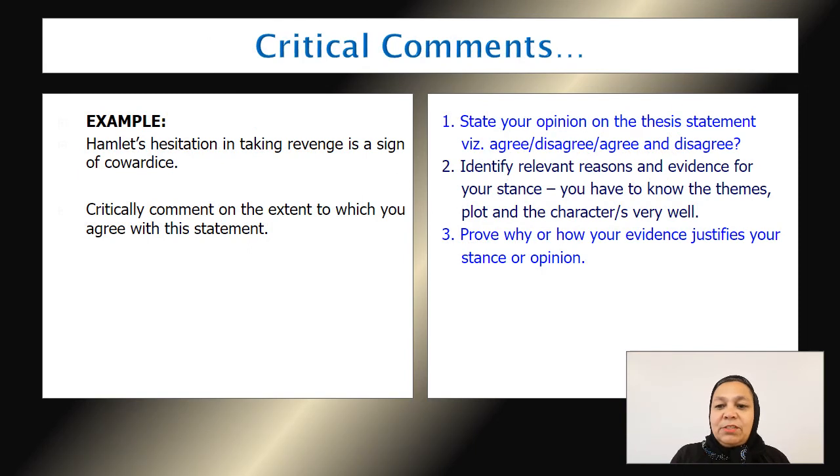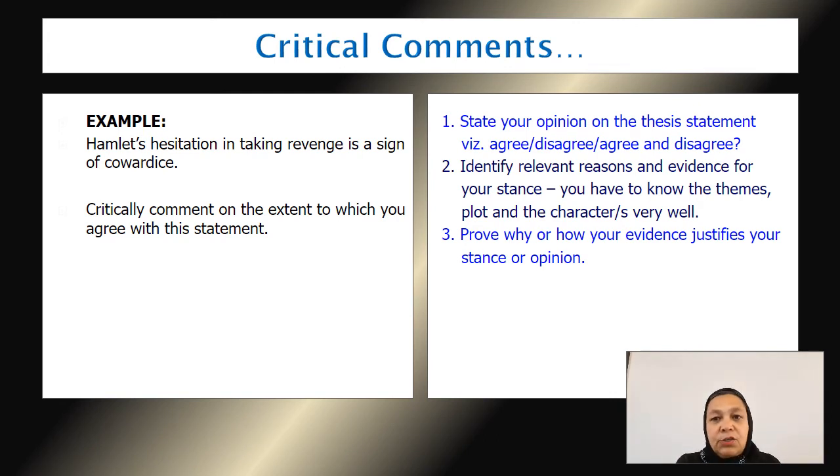Now we come to some of those difficult questions where you actually have to make a critical comment. So a critical comment is basically you giving your opinion on certain events, on certain themes, or on certain actions by various characters. Here's an example. Hamlet's hesitation in taking revenge is a sign of cowardice. And so there, the examiner has made a theme statement, given an opinion. Critically comment on the extent to which you agree with this statement.